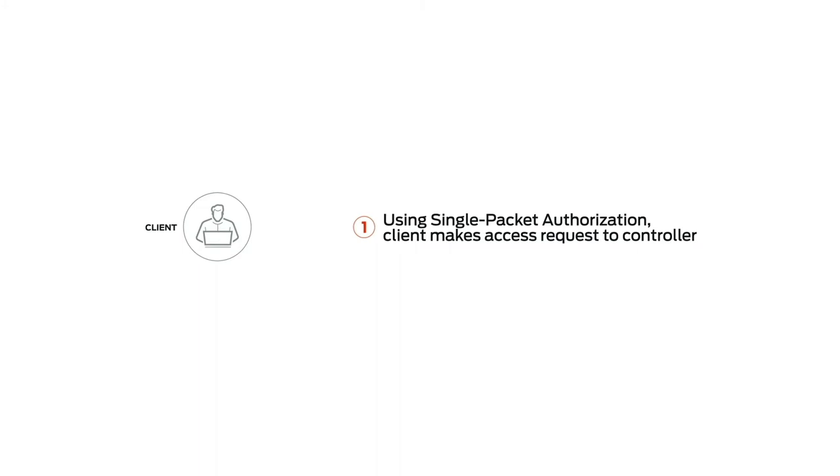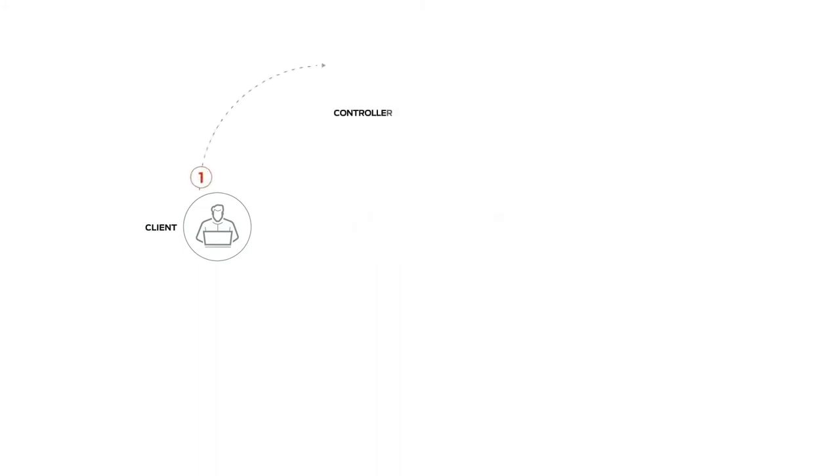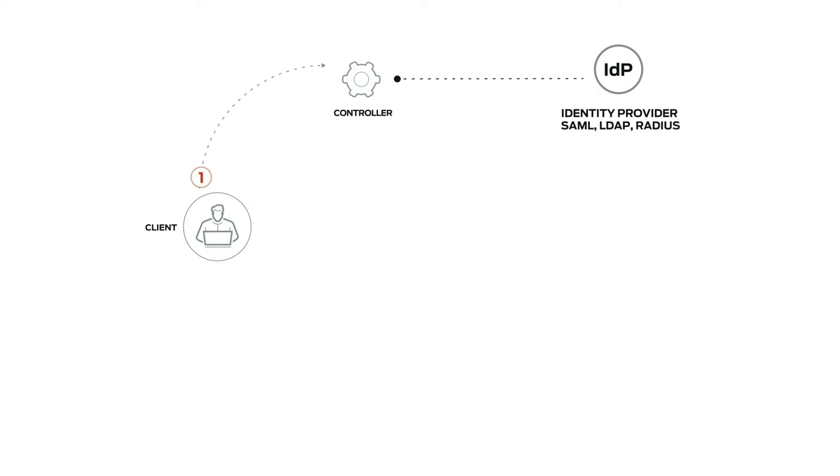When a user needs to access a resource, the client connects to the controller using SPA. The controller then authenticates the user with an identity provider, which can use SAML, LDAP, or Radius, to validate and authenticate the user and pull back all configured user claims to use in determining access entitlements.